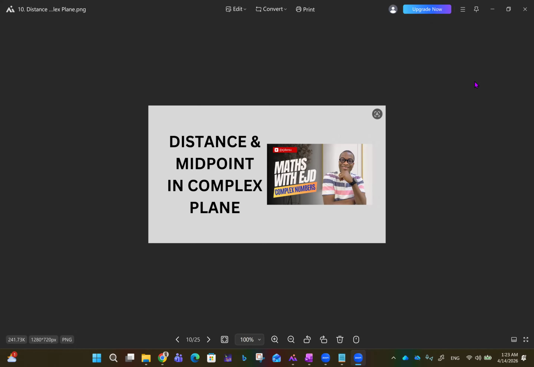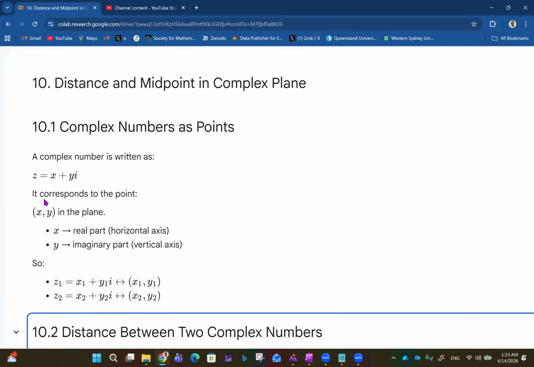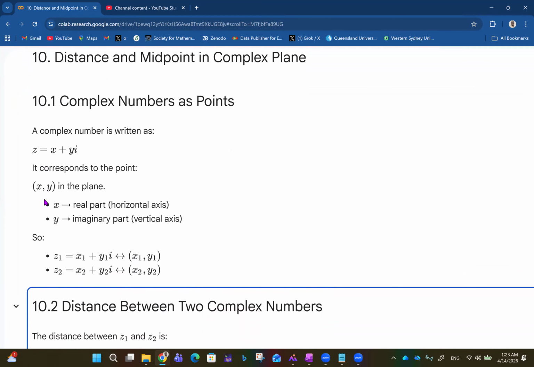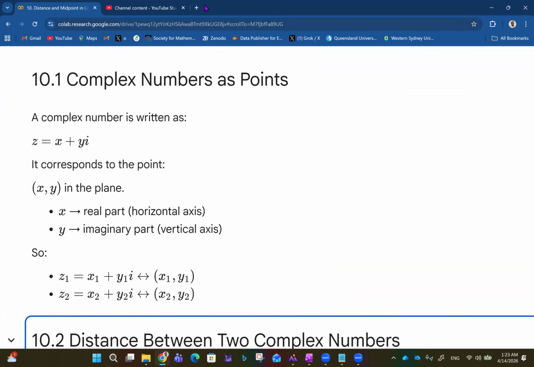Still talking about complex geometry, we now look at distance and midpoint in the complex plane. Like I said, this bears a lot of resemblance with what we considered in the coordinate geometry playlist.